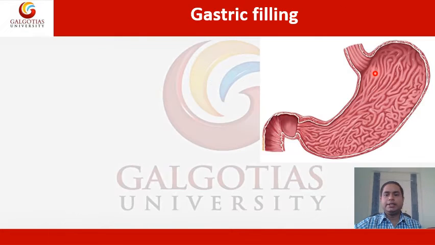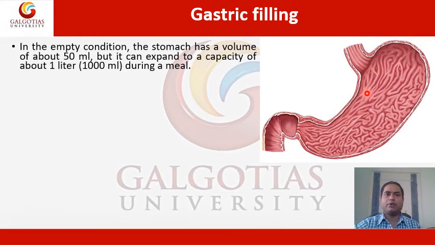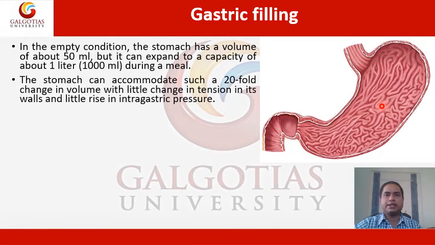Actually, in the empty condition, the stomach has a volume of about 50 ml, but it can expand to a capacity of about 1 liter during a meal. The stomach can accommodate such a 20-fold change in volume with little change in the tension of its wall and little rise in intragastric pressure.